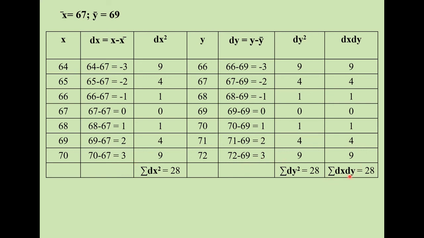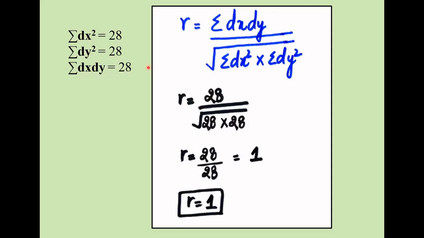Now find out sigma dx dy by adding all the values of dx dy. So 9 plus 4 plus 1 plus 0 plus 1 plus 4 plus 9 is 28. So sigma dx square is 28, sigma dy square is 28 and sigma dx dy is 28.